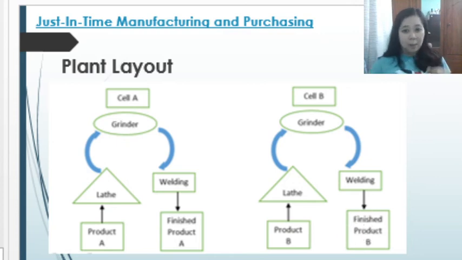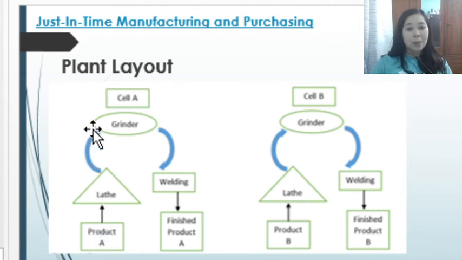whether you have a product A or B, if they require the same process, they will go through the same department, like for lathing, grinding, and welding. So they will be produced from start to finish within this one cell alone. However, under the JIT, they should set up a cell for each product. So this is how it works.